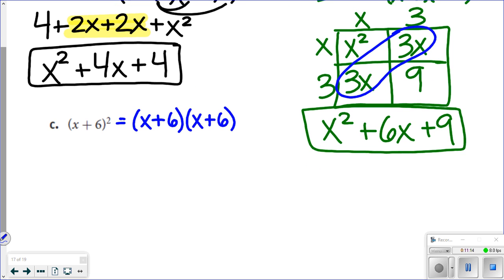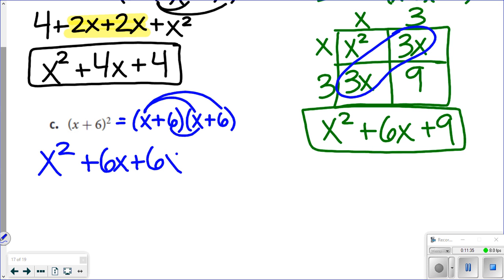If you didn't do question C yet, make sure you pause the video. You can use the box method or you can FOIL. So first is x times x, which is x squared. Outside, my inside terms, 6 times x, and my last terms, 6 times 6 is 36.